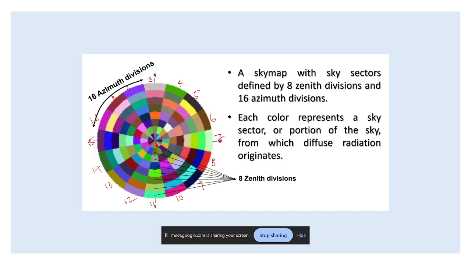Each color represents a sky sector or portion of the sky from which diffuse radiation originates. So this sky map plus the sun map plus the view shed together, when you put one on top of the other, you get an idea regarding the incoming solar radiation.